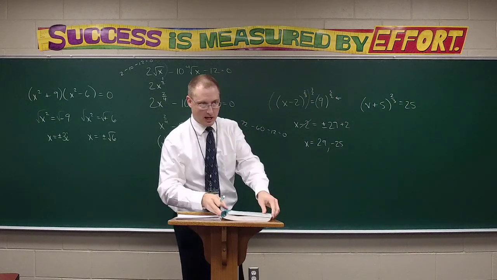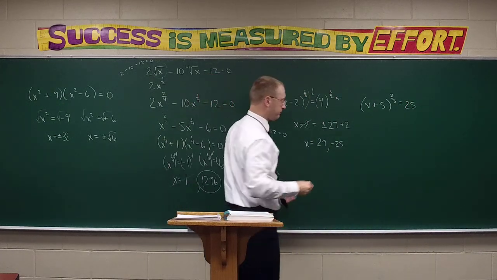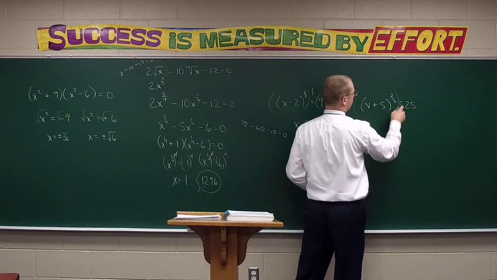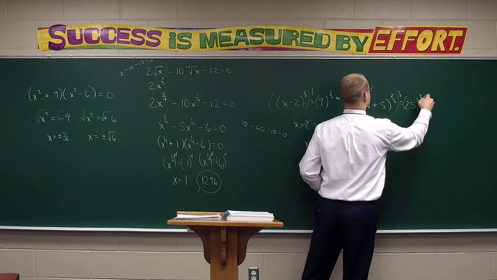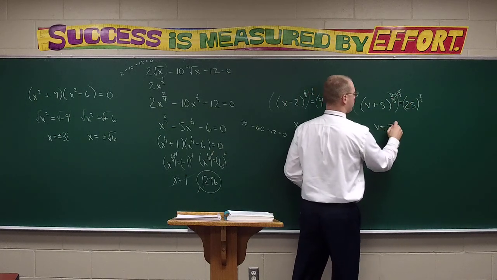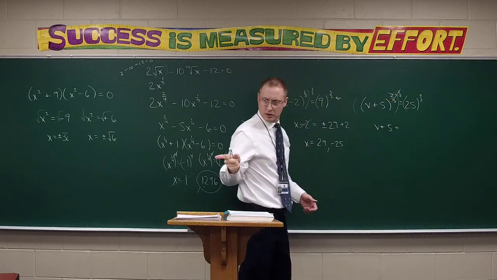Pretty much the same kind of thing going on here, Kendall. You raise it to the 3/2. Yeah, and of course here those cancel. I get v + 5 equals 25 to the 3/2?